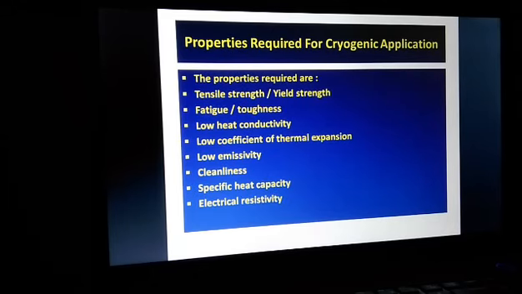Property required for cryogenic applications. The properties required are tensile strength, yield strength, fatigue, toughness, low heat conductivity, low coefficient of thermal expansion, low emissivity, cleanness, specific heat capacity, electrical resistivity.